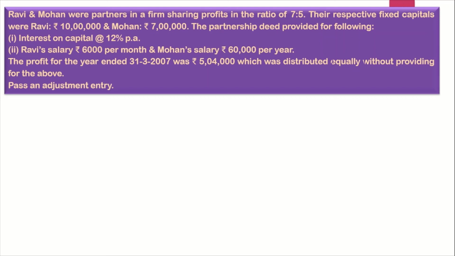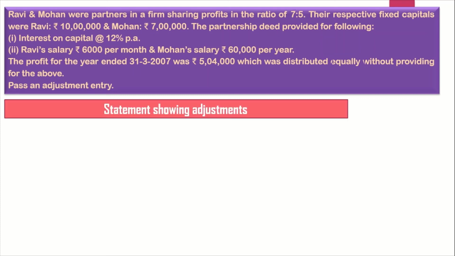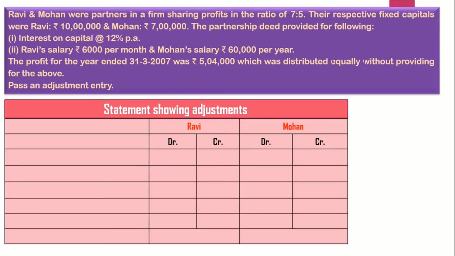So the profit sharing ratio is given as 7 is to 5, but wrongly we have distributed it equally. Now we are going to deduct the previous wrong profit, and add the correct profit. Deduct here means debit, and the correct profit also we need to find out. So let's begin. We'll make a statement here.